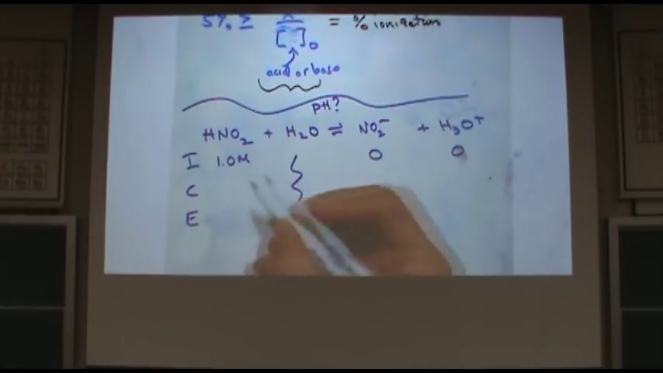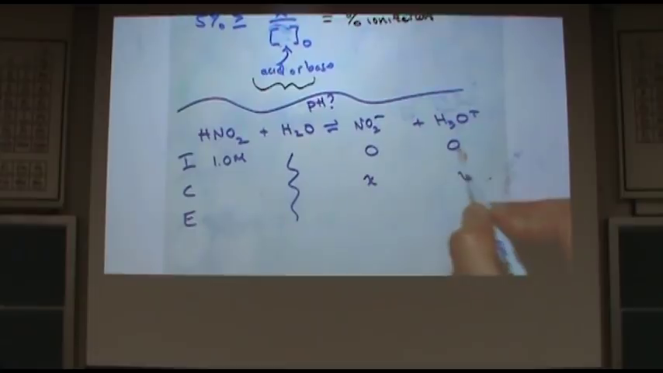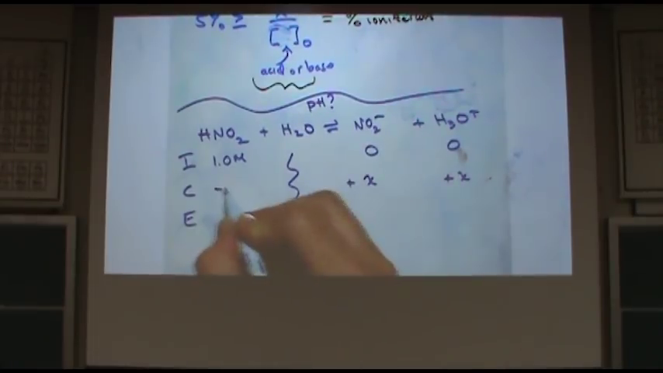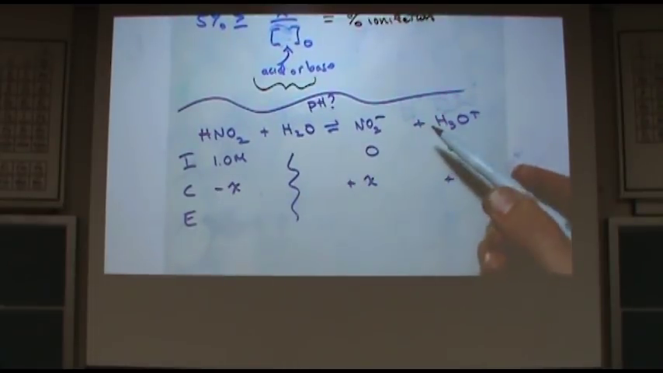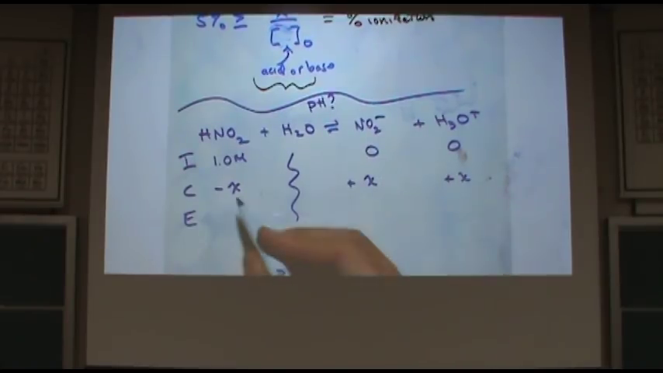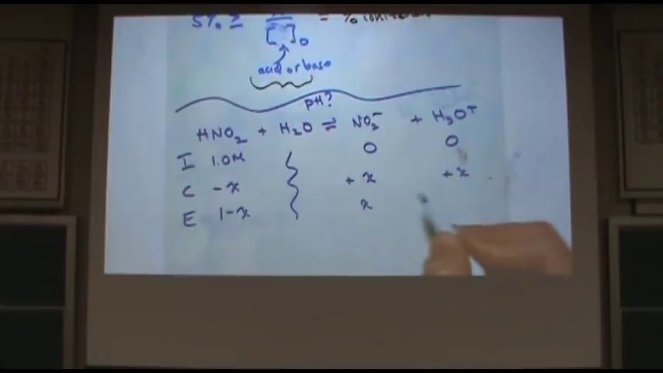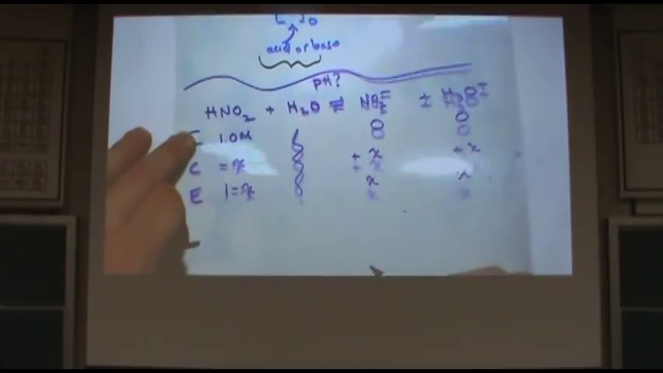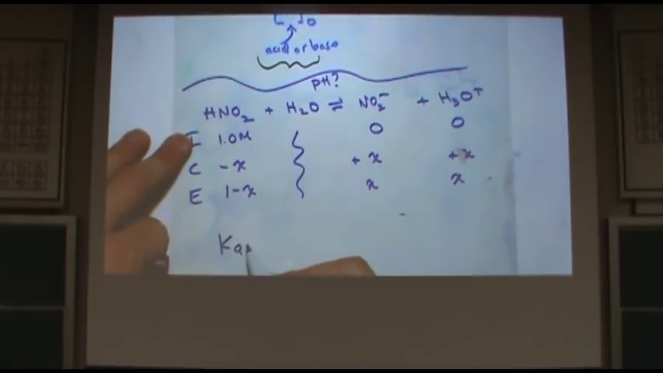All right, this has to shift which way, right or left? To the right. I'll put a plus here, minus here. It has to go to the right. Q is 0, and it can only go right. There's nothing here. 1 minus x, x, and x. I should look up the Ka value.